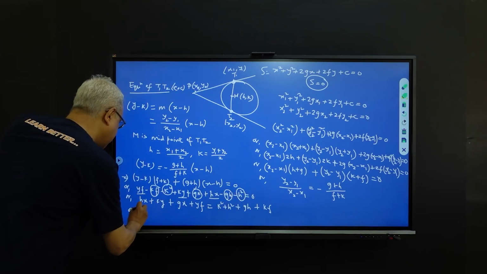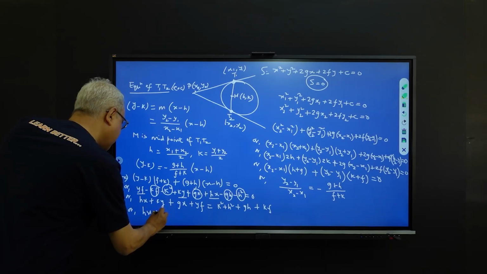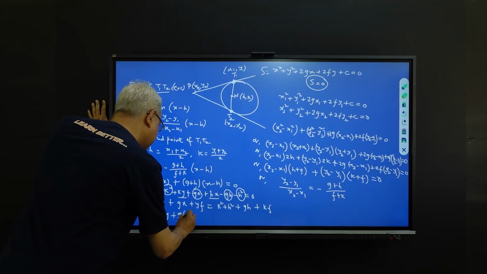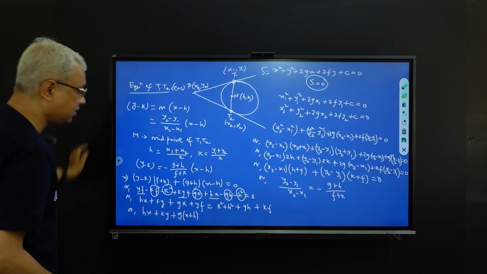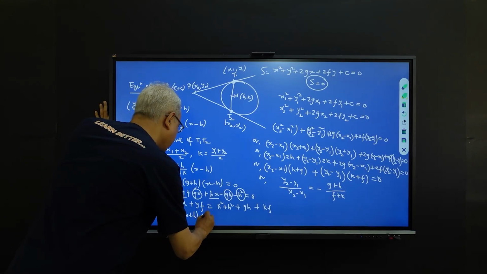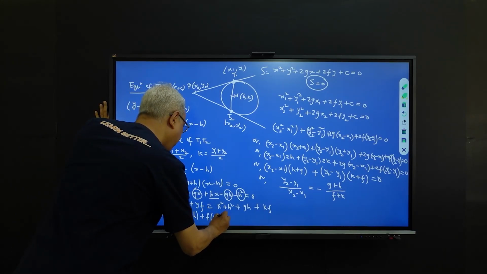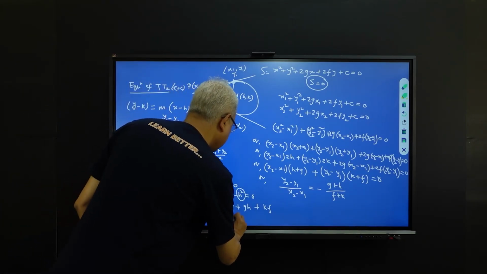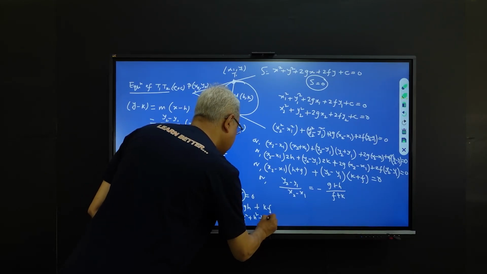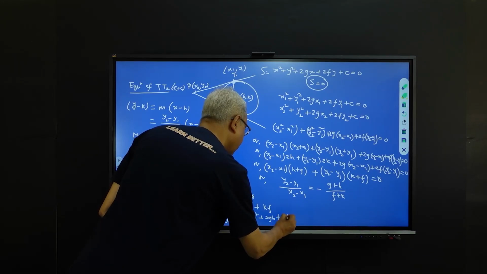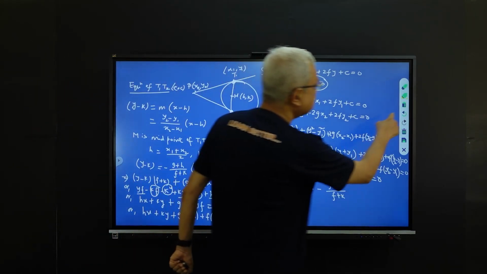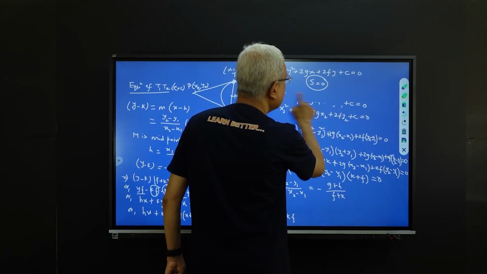So what I do, I write hx plus ky plus g(x plus h). So I have added a term gh, and similarly I add kf on this side also. So it is f(y plus k). So this side it becomes k square plus h square plus 2gh plus 2kf. Okay, now let us further simplify the things.